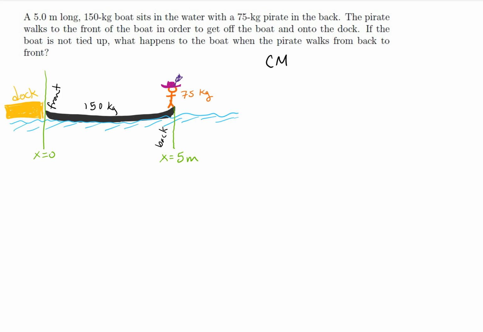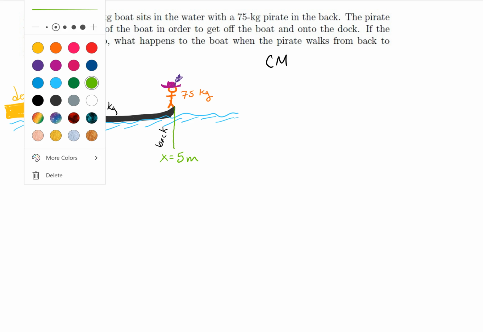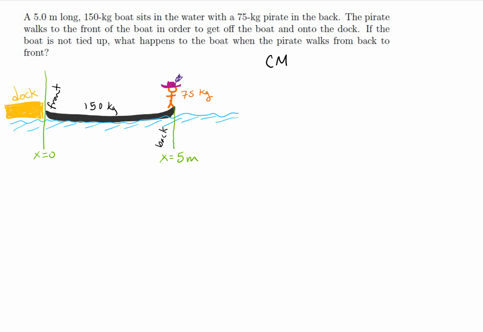And I took the liberty of assigning a coordinate system. So I said the front of the boat is here at x equals 0. And since the boat's 5 meters long, I said the back of the boat is here at 5 meters. Now, you could choose to define a slightly different coordinate system. You might flip the back and the front, but you should get the same qualitative result to describe what happens to the boat.